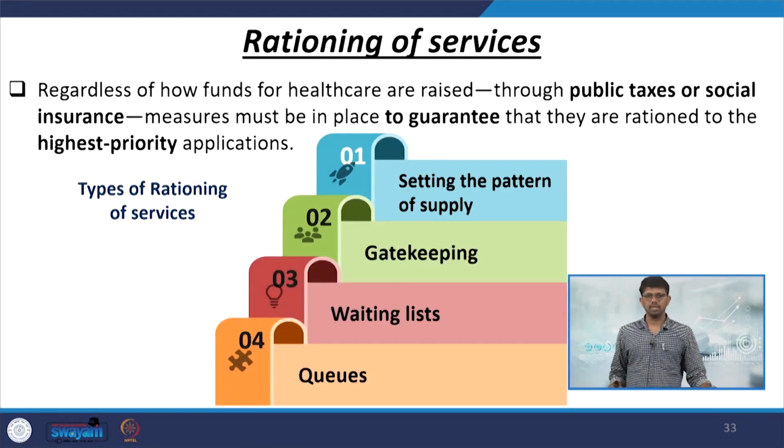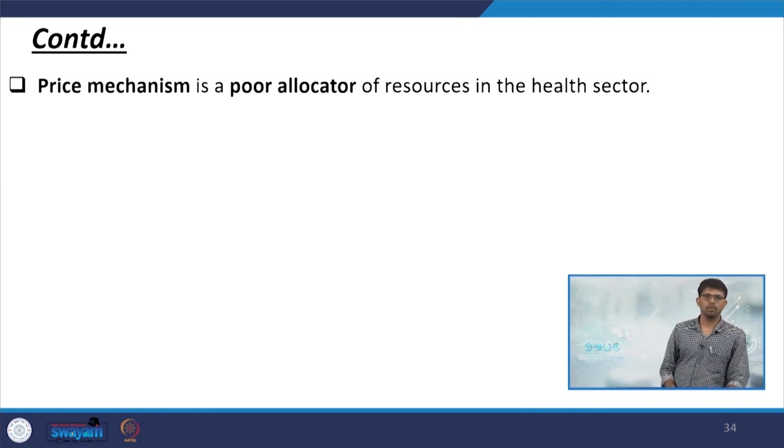Another criterion is called rationing of services. The services are rationed through different categories. Regardless of how funds for healthcare are raised, some rationing is made as per the priority of access to guarantee the service, either through public taxes or social insurance schemes. So there are certain indicators of rationing, especially setting the pattern of supply, gatekeeping, waiting lists and queues. We will discuss them one by one.